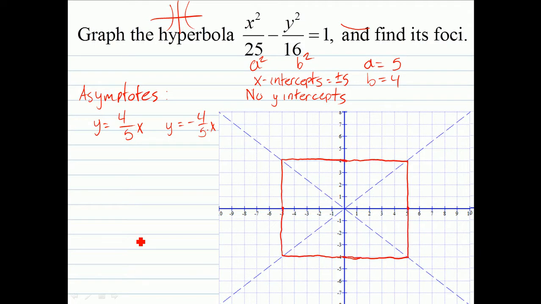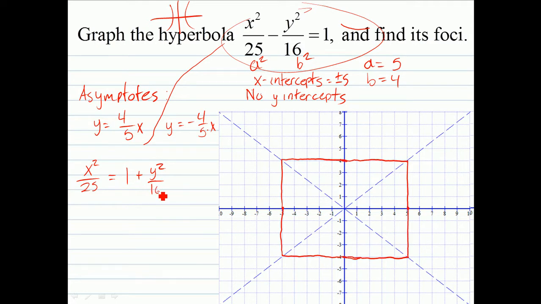Now from here, all we have to do is solve this equation for y and get some points. So let's go ahead and solve it for y. What I'm going to do is take this equation and simplify it. I'm going to take this y squared over 16 to the other side because it's negative. So that's going to give me x squared over 25 equals 1 plus y squared over 16.